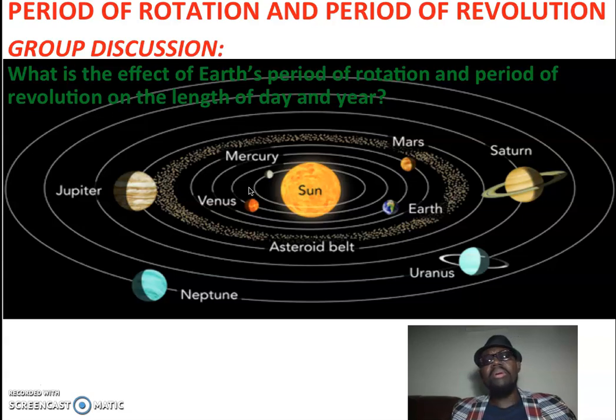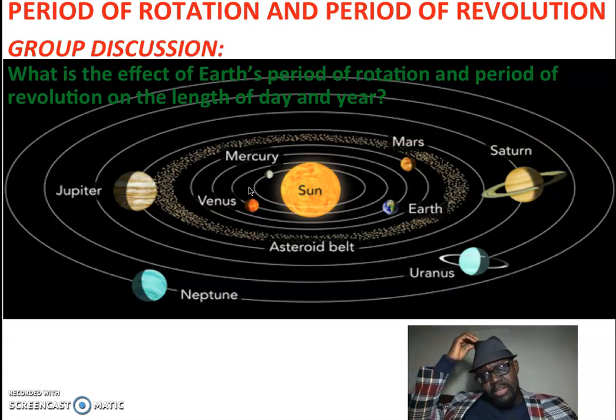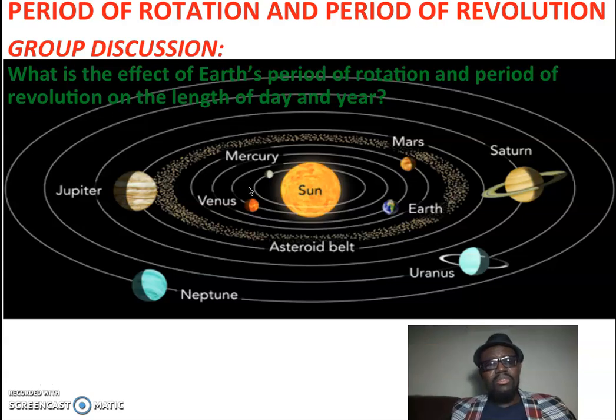So now we are looking at period of rotation and period of revolution. When we talk about period, what is period? One can ask you, what period do you have science? Or what period do you have ELA? So period simply means time. So when we talk about period of rotation, period of revolution, that means how long it takes for the Earth to complete one rotation.